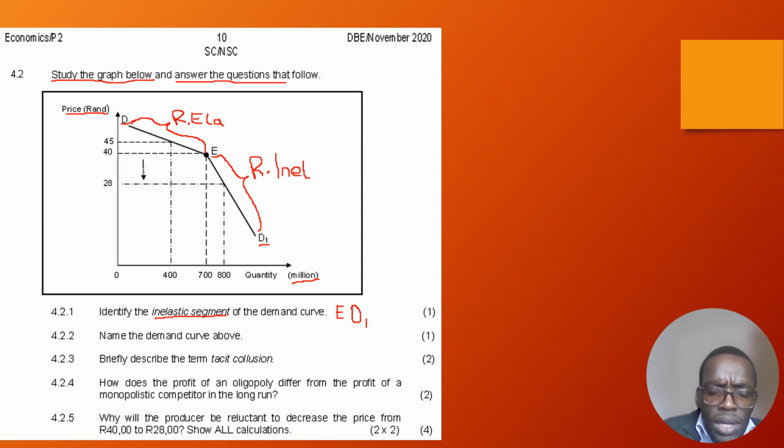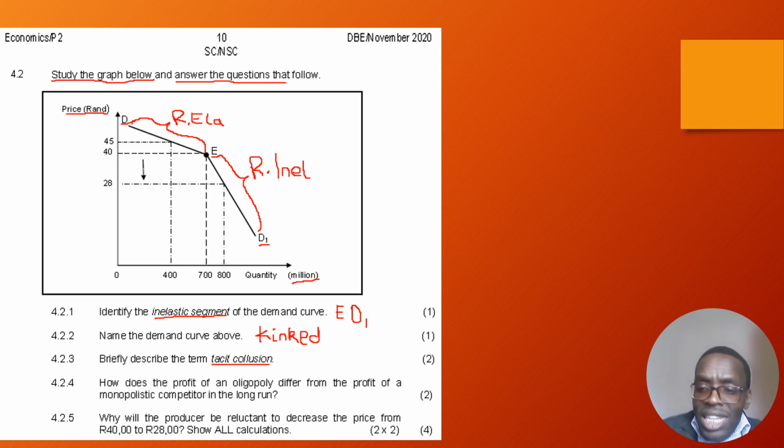Now let's move to the next question. It reads, name the demand curve above. We now know that this one is called a kinked demand curve. That's the name of the demand curve above.